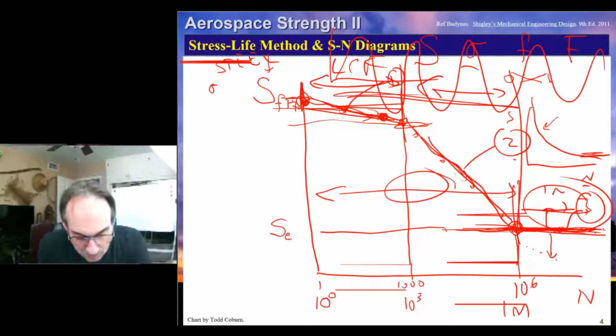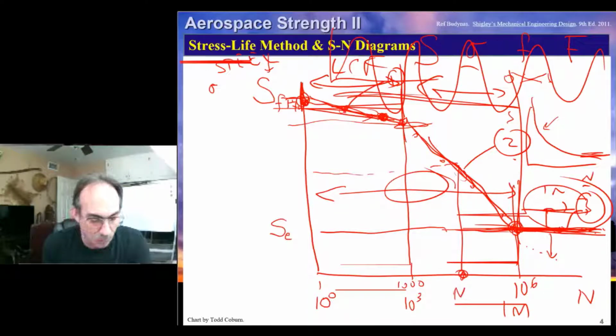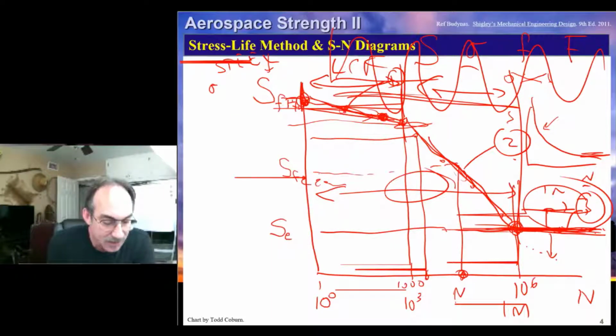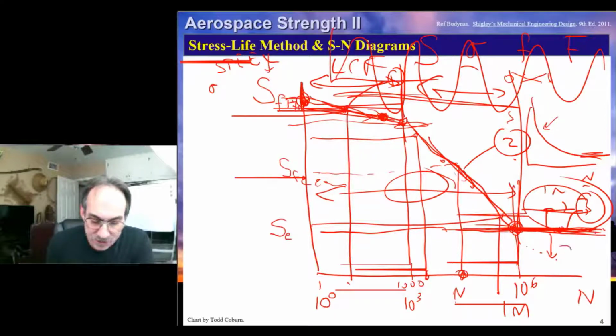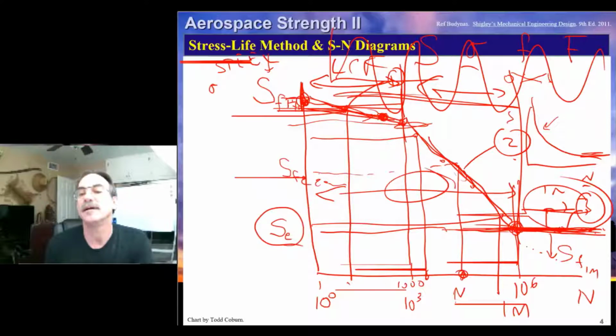Okay. If we have a stress level that falls in here somewhere, we can predict the life of the thing, the number of cycles to failure for that stress. We would say, oh, this is the fatigue stress at, let's say, 200,000 cycles, right? This is the fatigue strength at, say, 3,000 cycles. This is the fatigue strength at 200 cycles. This is the fatigue strength at 200,000 cycles or 400,000 cycles. What is the fatigue strength at 1,000,000 cycles? S sub E. Got it? Okay, that is our approach.